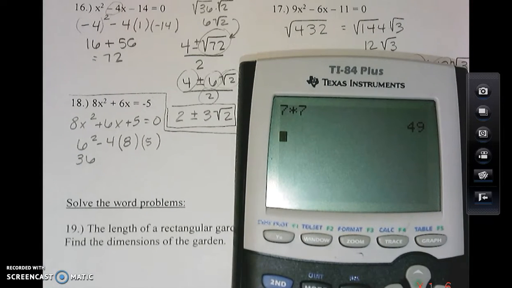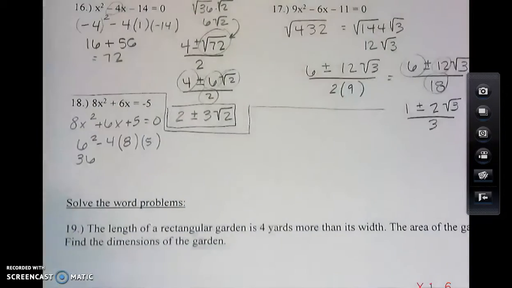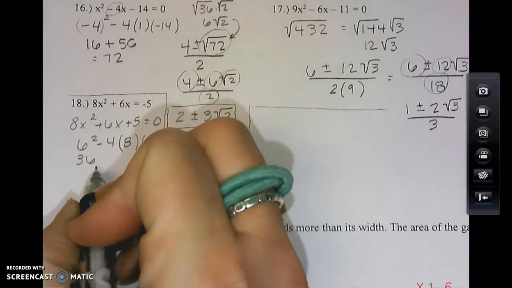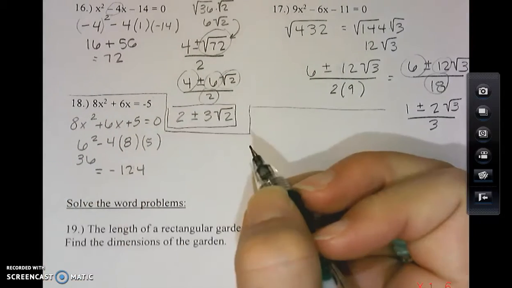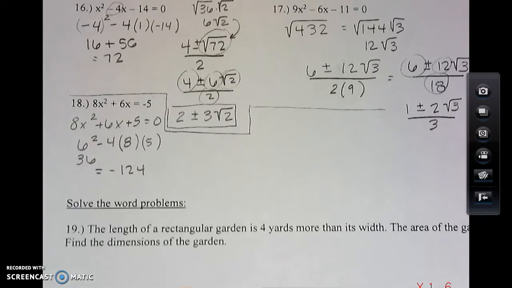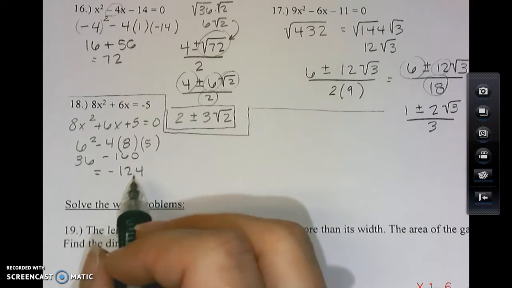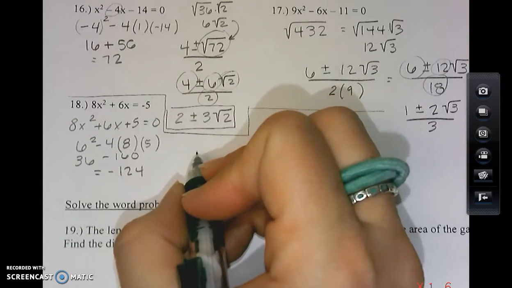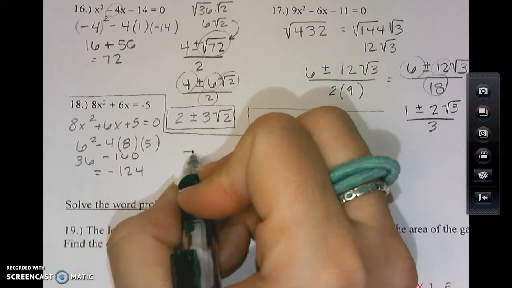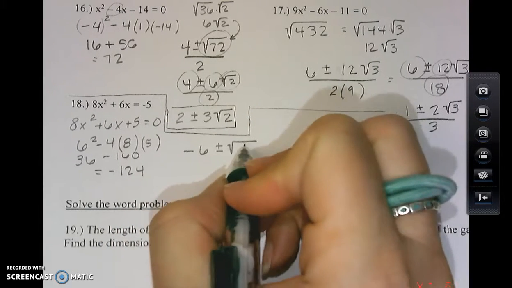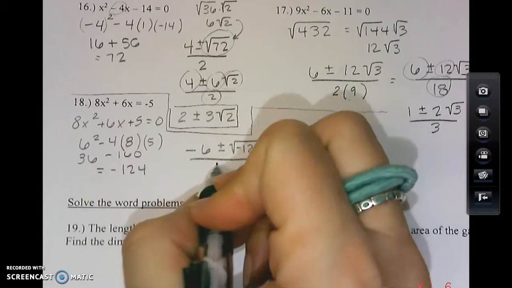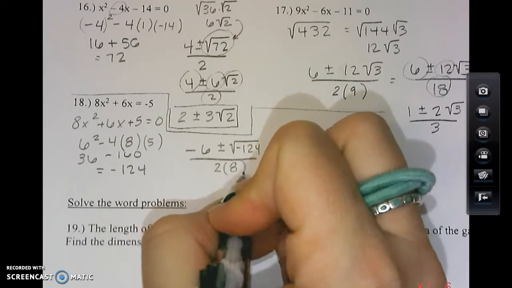All right, so we have 6 squared is 36 minus 4 times 8 times 5. That gives me negative 124. So this equals negative 124. The whole thing equals negative 124. Sorry, this right here was 160. So this is what goes underneath the radical. And remember, we got a negative under the radical, so we're going to have to deal with that. So we have negative b, so negative 6, plus or minus the square root of negative 124 all over 2 times our a value, which is 8.